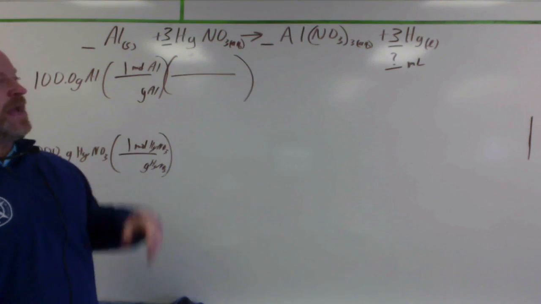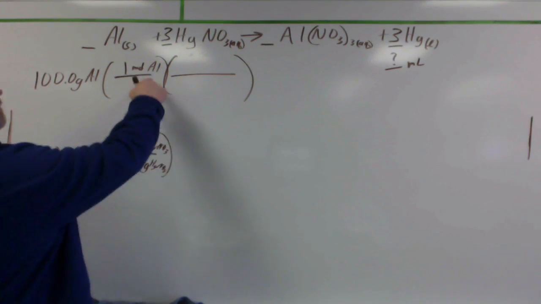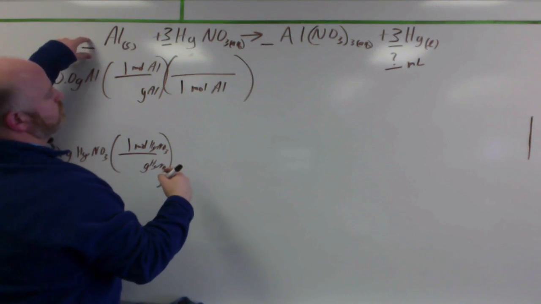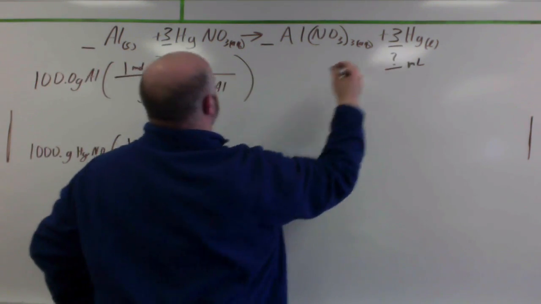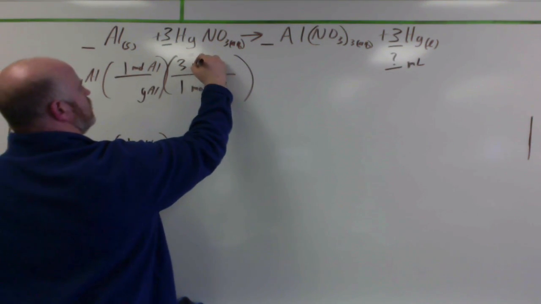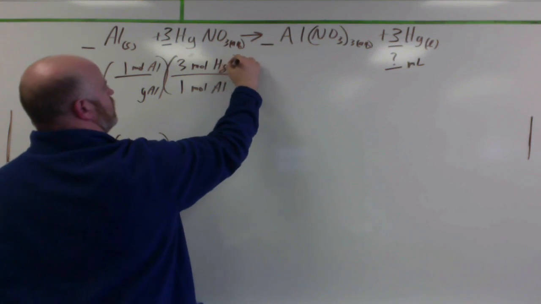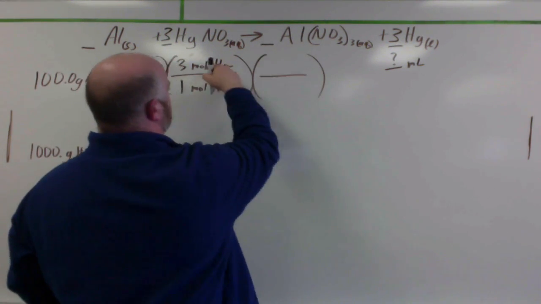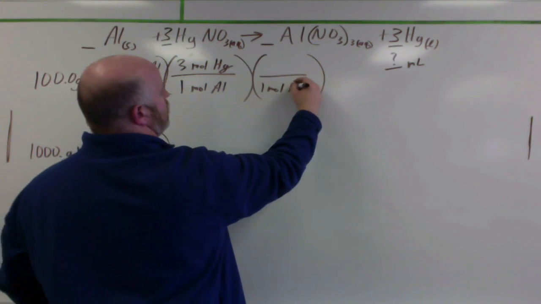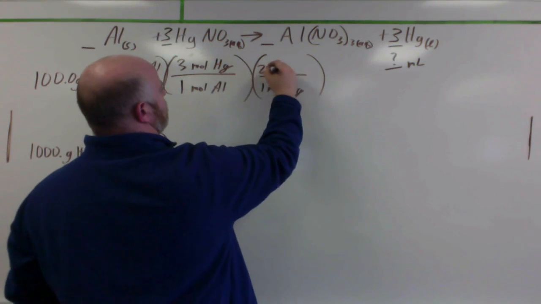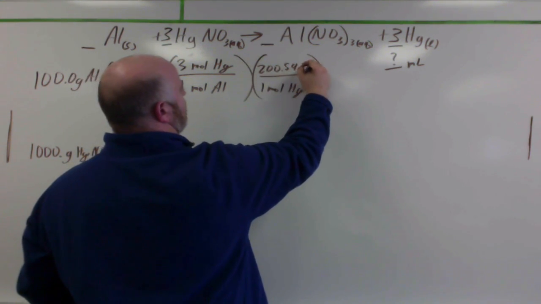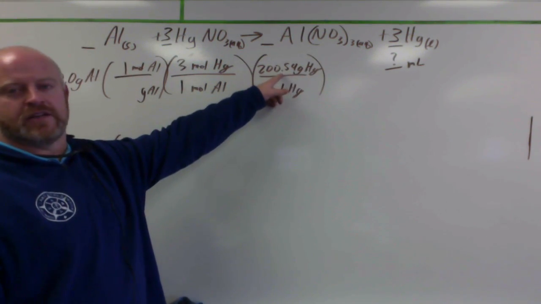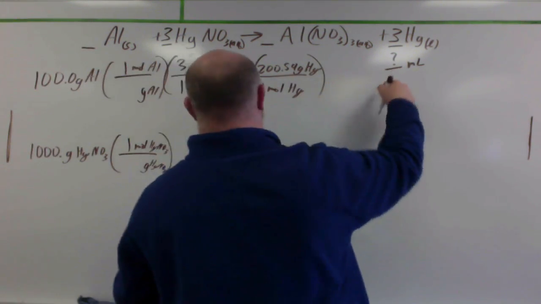So I'm balanced now, which then tells me that for every 1 mole of aluminum, I'm going to get 3 moles of mercury. And then for every 1 mole of mercury, I get 200.59 grams of mercury. So this is our atomic mass off the periodic table.